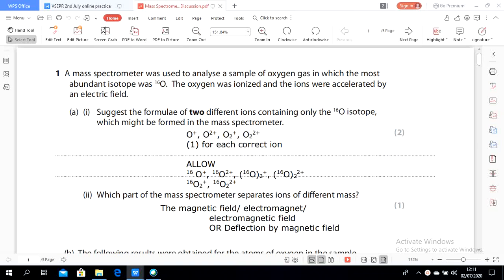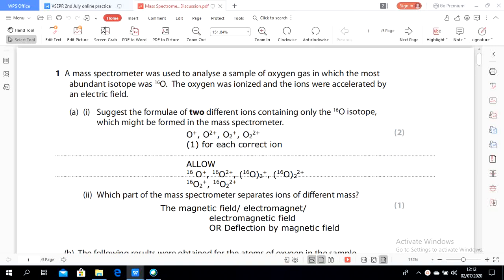Let's discuss the question that I gave yesterday on the subchapter mass spectrometry. Let's see number 1. A mass spectrometer was used to analyze a sample of oxygen gas in which the most abundant isotope was oxygen-16. The oxygen was ionized and the ions were accelerated by an electric field. Suggest the formula of different ions containing the oxygen-16 isotope which might be formed in the mass spectrometer.